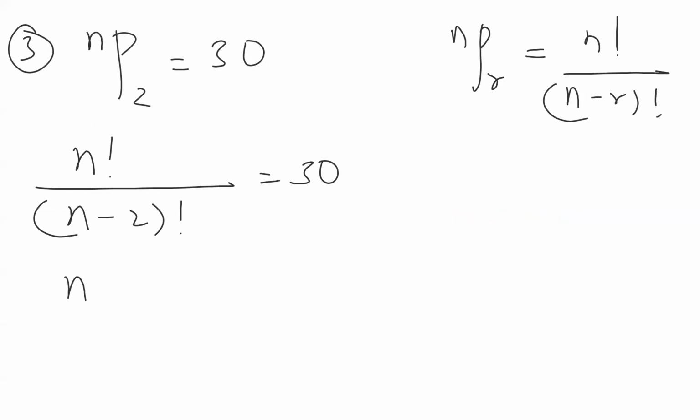Can someone tell me, if we are supposed to reduce n to n minus 2, what is the previous term of n? If you can respond over the chat box, it will be good for me, and I would come to know that you people are understanding.